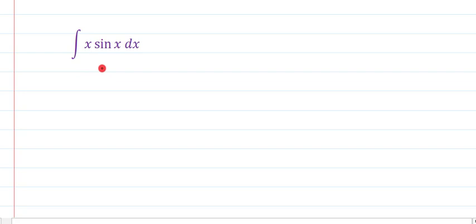The first example that I am taking in front of you is integral of x sin x dx. Clearly it is the product of an algebraic function and a trigonometric function, and according to ILATE, as I just explained, the algebraic function will be the first function and the trigonometric function is the second function. So let us name this integral as I.